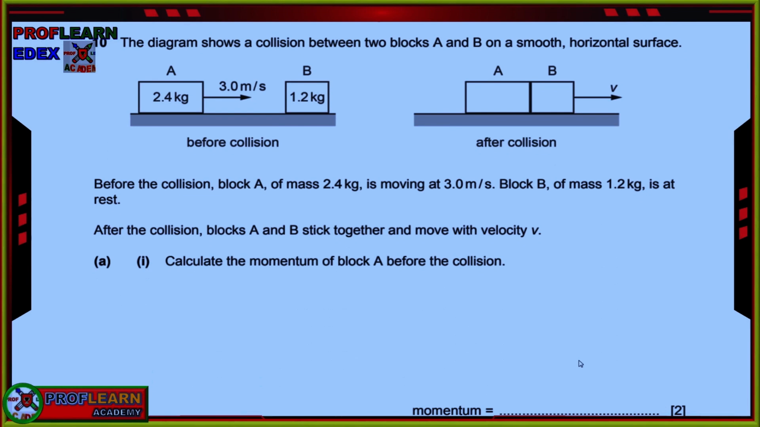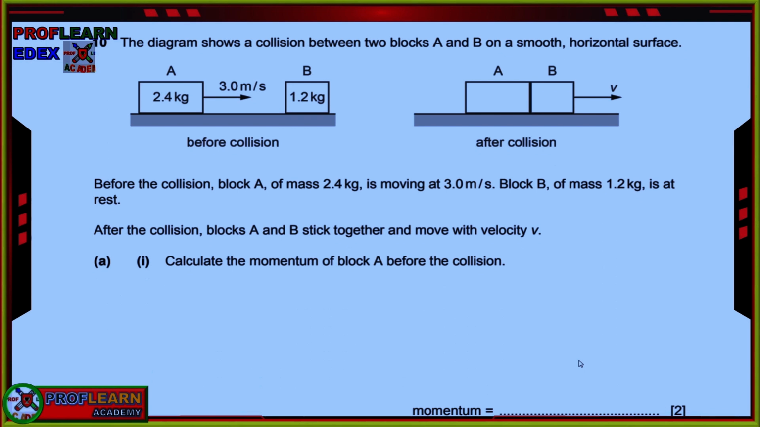Now, once we have learned how the principle of conservation of momentum works, we can work out questions like this. We are told before collision, the velocity of A is 3 meters per second, but B is stationary, at rest. After collision, A and B move together with a common velocity, V. Now we are supposed to calculate the momentum of block A before collision.